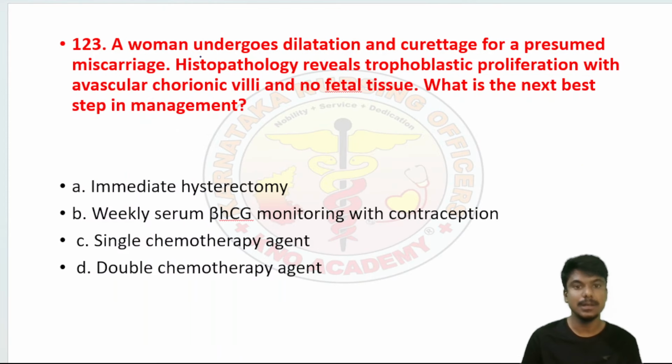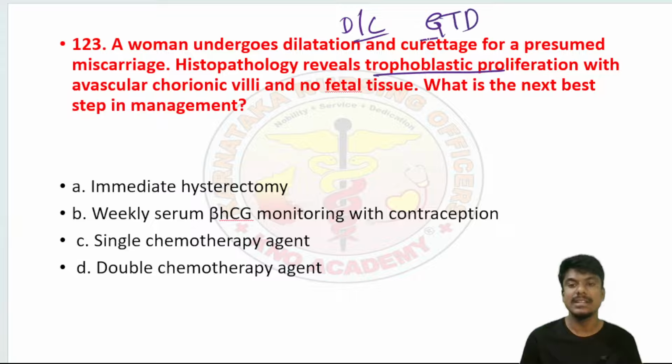So next question. Here there is a question from OBG. We have a woman who undergoes dilatation and curettage, D&C, for a presumed miscarriage. Histopathological finding reveals GTD. What do you mean by GTD? Gestational trophoblastic disease: trophoblastic proliferation with avascular chorionic villi, and there is no fetal tissue. So what is the next best step in management for this case?